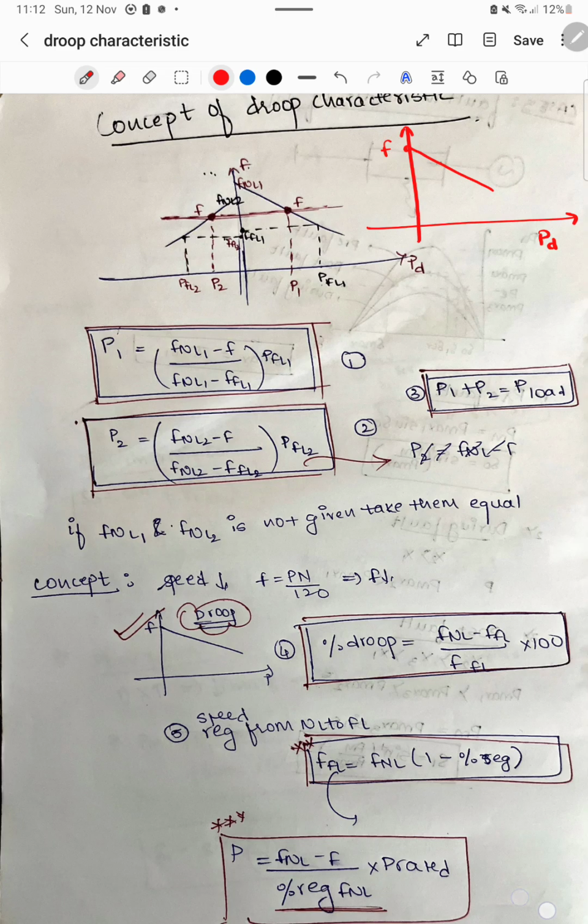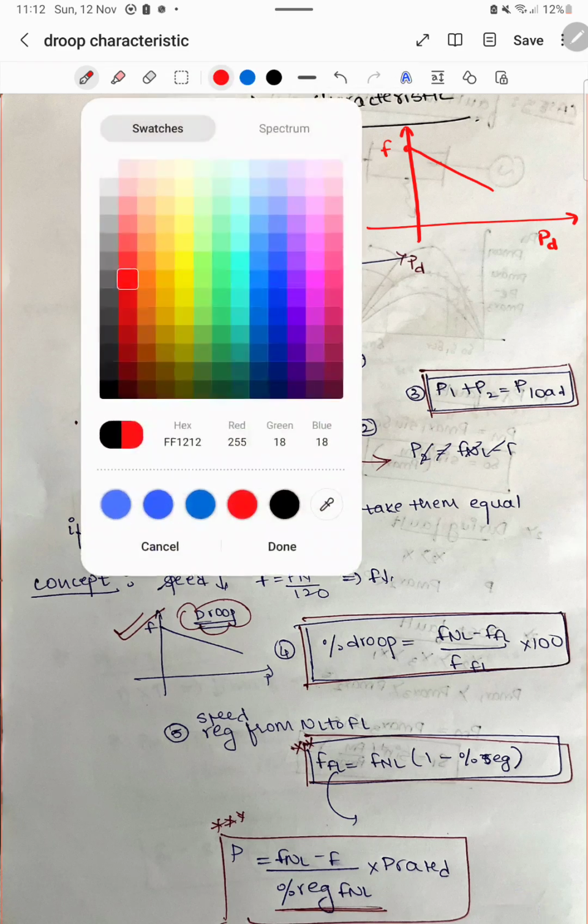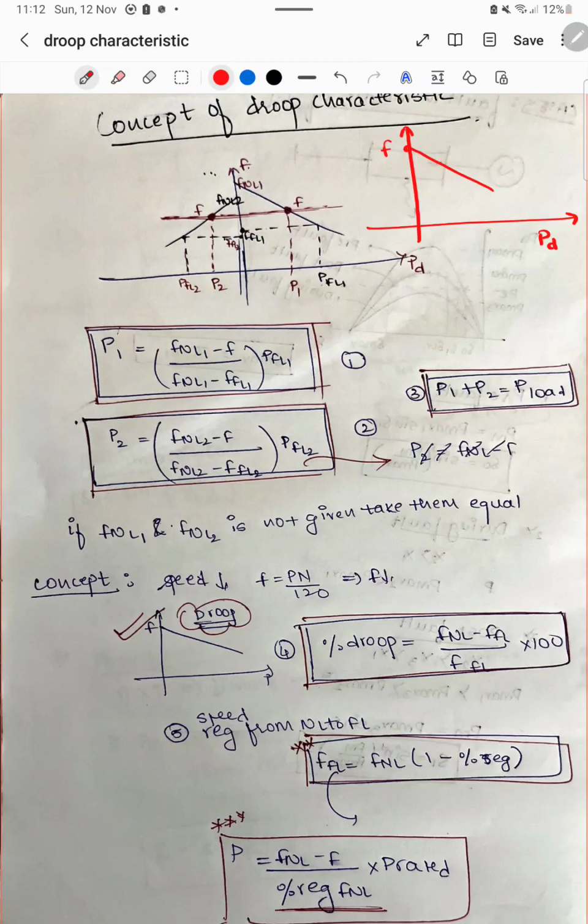So what will be the thing? Here you will have to apply the concept of similar triangles. For example, this one is F no load and this is nothing but P rated, that is P full load. You will have the information about F no load and P full load. You will be asked to find out, you will be given some P, and let's say two generators are acting in parallel.